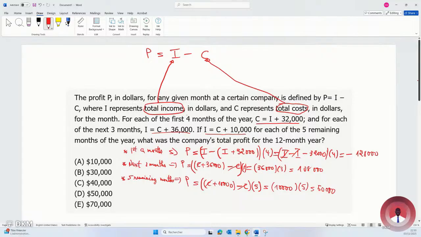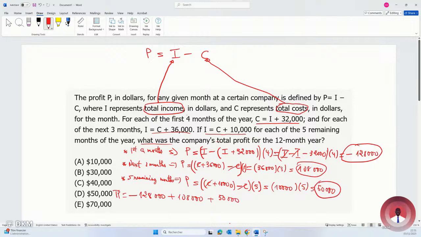So now the question that they are asking is what is the company's total profit for the 12 months year? So for the total profit, we are going to add these 3 values that we have found. So the 12 months, okay? We have 4 plus 3 plus 5 months, which is equal to 12 months. So I'm going to call it total profit, TP, like this: minus 128,000 plus 108,000 plus 50,000.